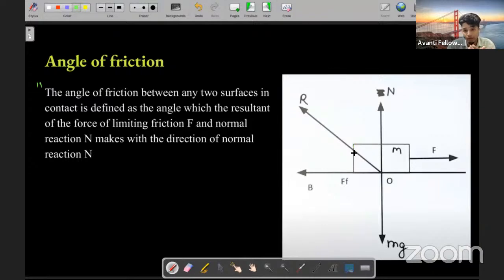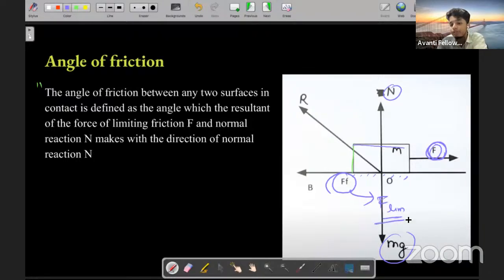Okay. So there is a body. There are two surfaces, this body and a surface over here. And you know that normal is acting, and mg is acting, and a force is acting. Now, the angle of friction between any two surfaces in contact is defined as the angle which the resultant of force of limiting friction F. Basically, as I said, if there is force, then there is friction force, and let's take it to be the limiting friction force.